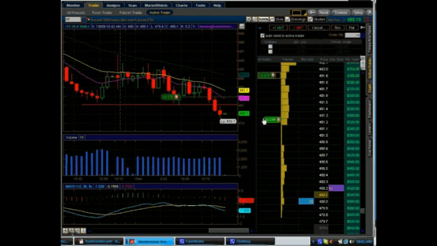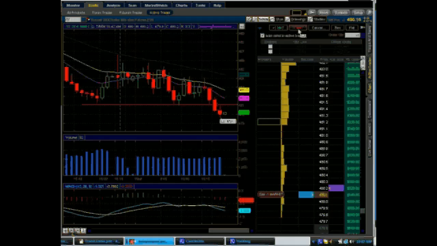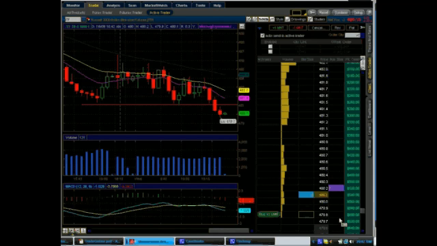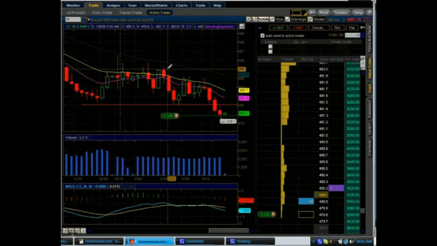I'm going to bring this stop down. Actually, what I'm going to do is scale out of 1 instead. If it reaches the 479.8 level, it'll scale out of 1, and then I'll put a stop loss on the other 1.